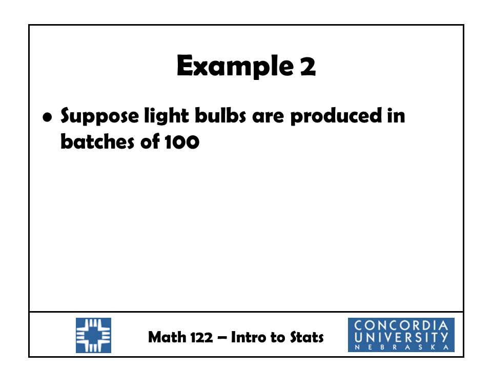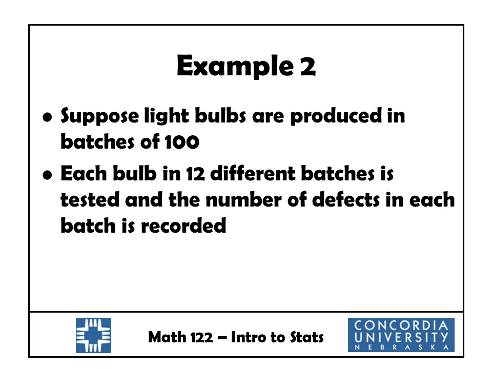Well, our next example is going to illustrate another type of control chart, one that we call a P-chart, which pertains to sample proportions rather than sample means. So suppose light bulbs are produced in batches of 100. So as part of our quality control, each bulb in 12 different batches is tested and the number of defects in each batch is recorded. So in other words, we test each bulb and record the number of bulbs that don't work.